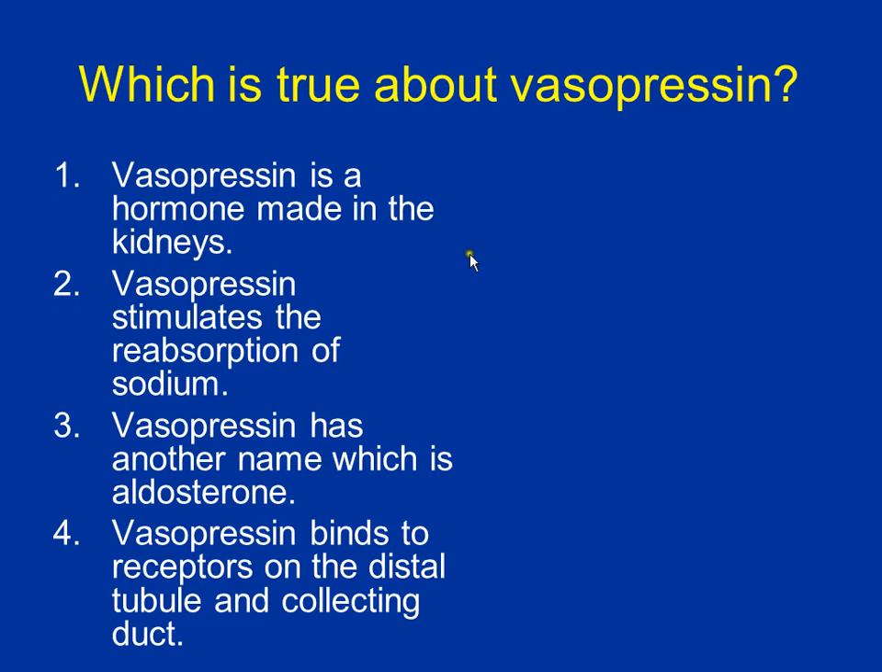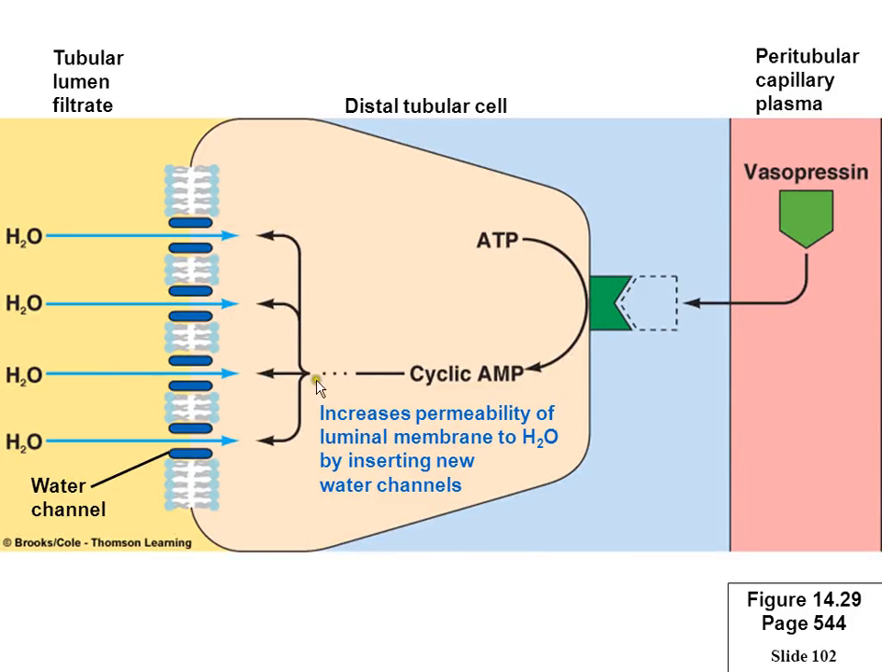What causes reabsorption of sodium? Aldosterone. How about number 3? Vasopressin has another name, which is aldosterone. What's its other name? ADH, antidiuretic hormone. How about number 4? Vasopressin binds to receptors in the distal tubule and collecting duct. True. Yep, it binds those receptors back here and turns those little holes on.